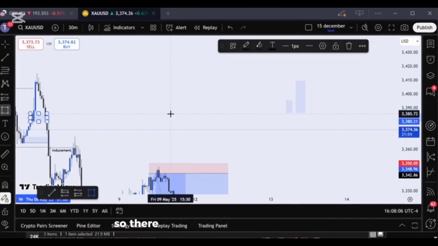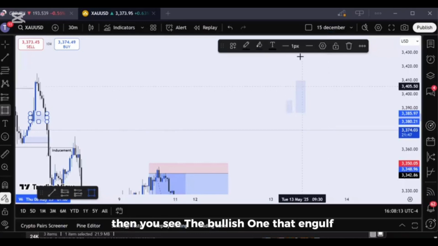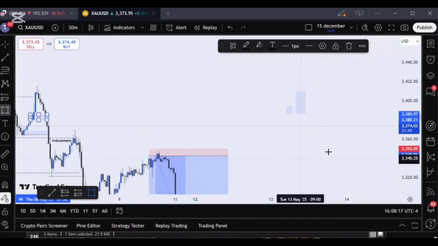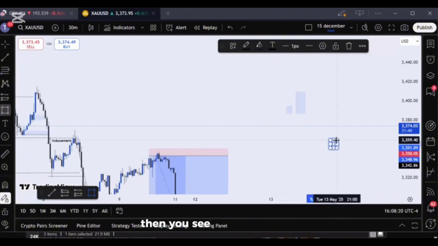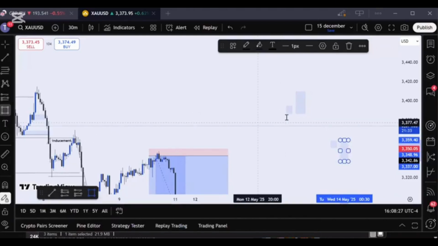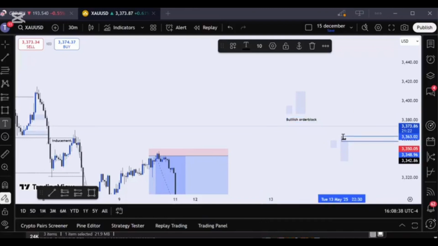A zone in the market where there are a lot of institutional orders. So for a bullish order block, you see a bearish candle down. Then you see the bullish one that engulfs it and covers it. That is what the bullish order block looks like. If it's a bearish order block, you will see what? A bullish candle. Then you see a bearish candle that engulfs it and covers it down. So this is what a bullish order block is. This is what a bearish order block is.